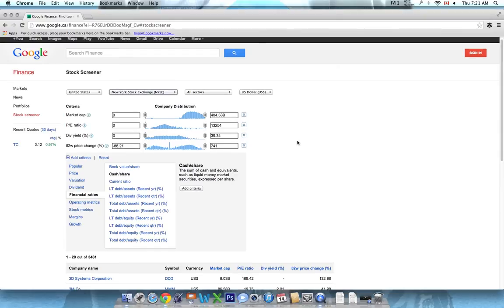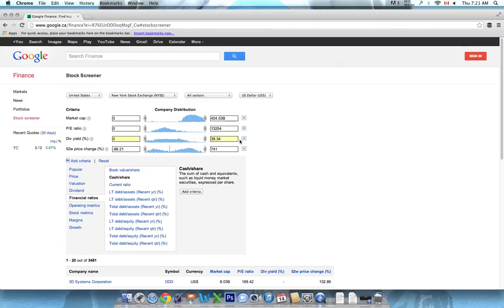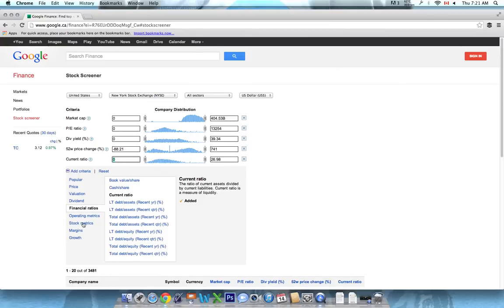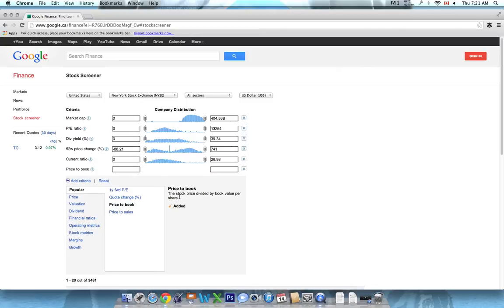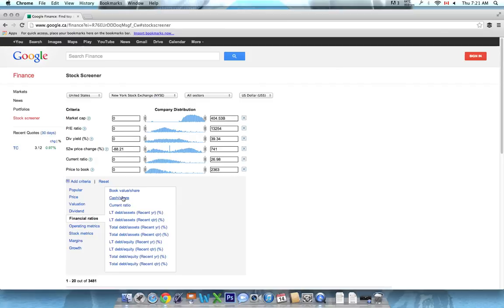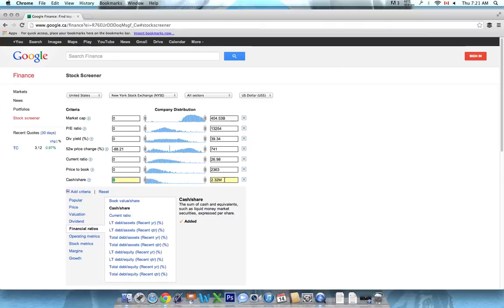When you're looking for fundamental value, the main thing you want is to never be paying too much, from an earnings perspective and a book value perspective. So really quickly, click on the Add Criteria button, click on Financial Ratios, and we're going to add current ratio. We're going to look at price to book. And I guess cash per share could be interesting as well. So we want to look for companies with a little bit of cash on hand.